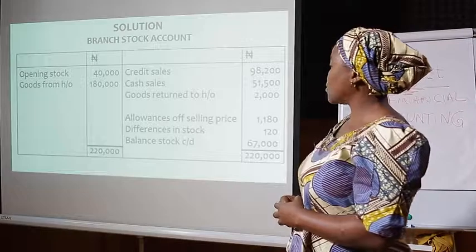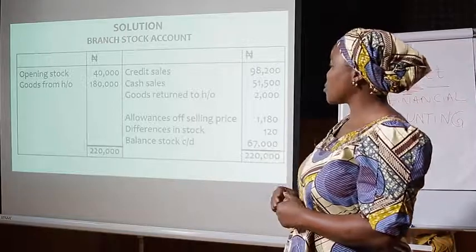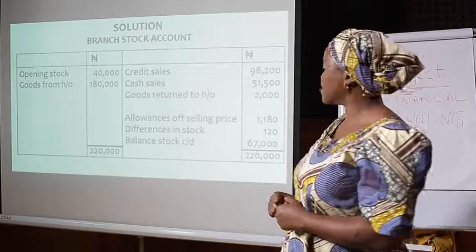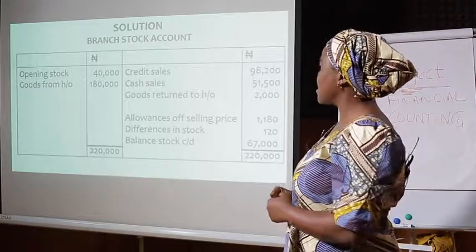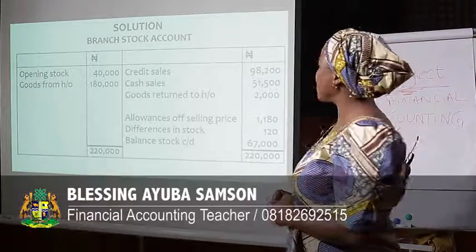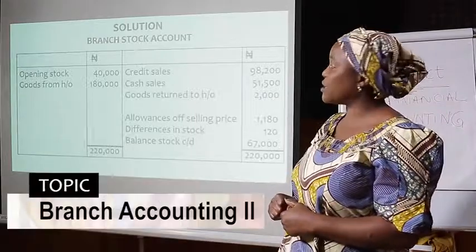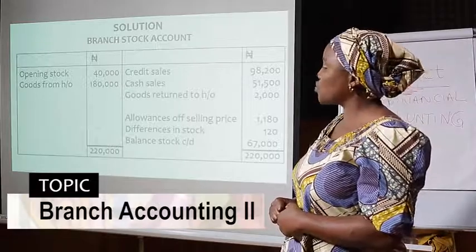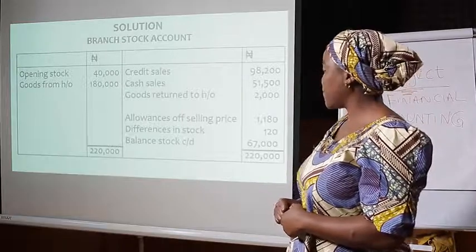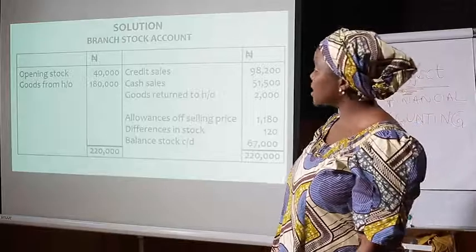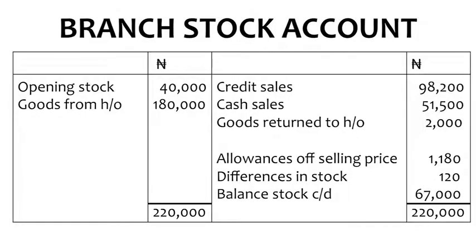When looking at this account, our balance on stock is 67,000 naira. But how did we get that 67,000 naira? If you compare the debit side with the credit side, you can see that the debit side is greater than the credit side, which is 220,000 naira. You will now deduct the difference from this, which is 120. The difference between the debit side and the credit side is your balance of stock, which is 67,000 naira.